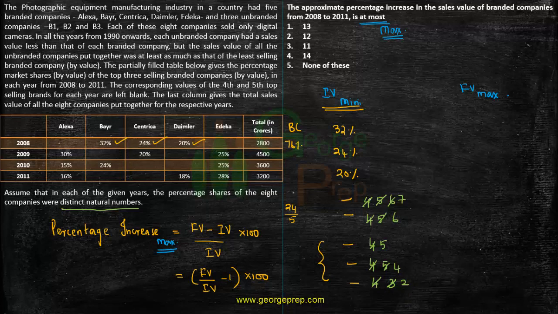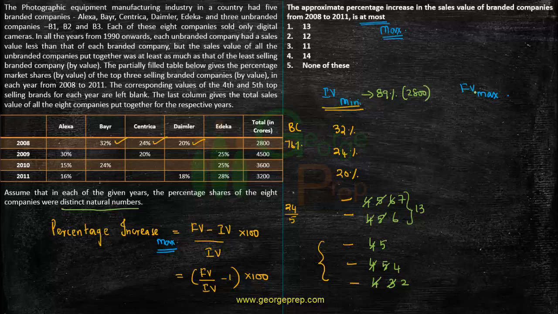Hence, the minimum I should give for the 4th and the 5th companies are 7% of the total value and 6% of the total value. So IV minimum in this case is going to be 7 plus 6, 13, plus these 3 values, 76. So IV minimum is 89% of the total value here, which is 2800. So 89% of 2800 is the minimum initial value.